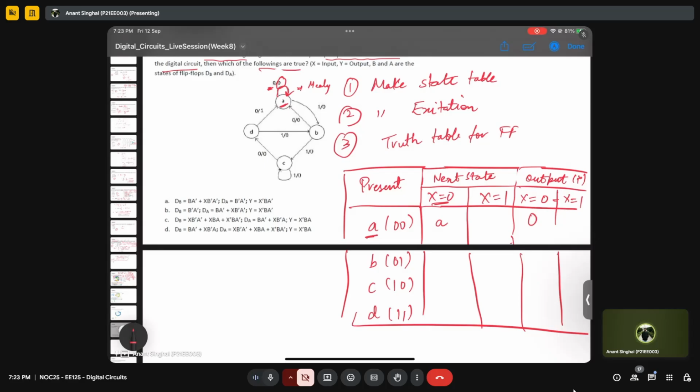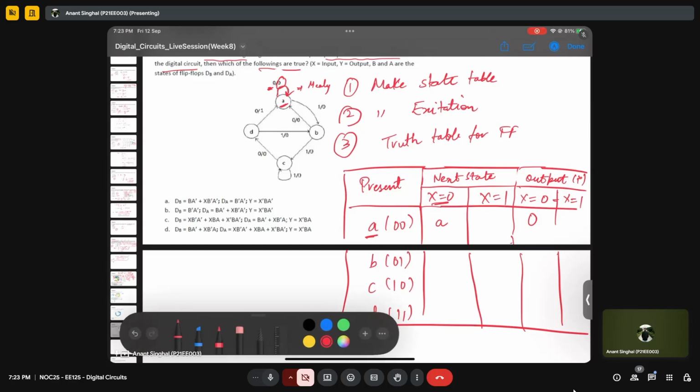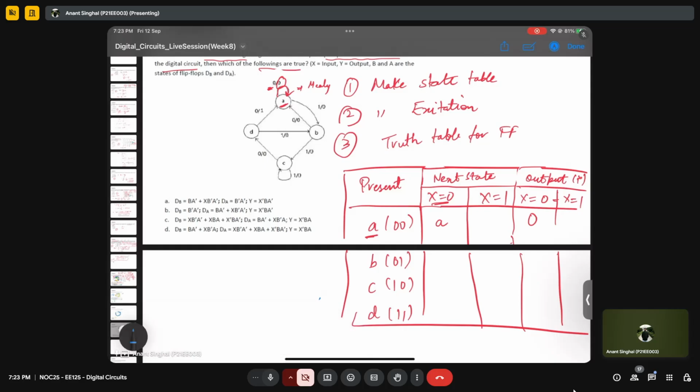Are you able to understand this? A and 0? Please say yes or no, because this is the main thing. If you understand this, then you will be able to do the problem.